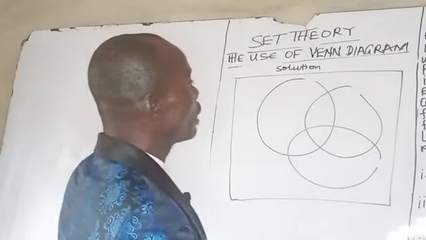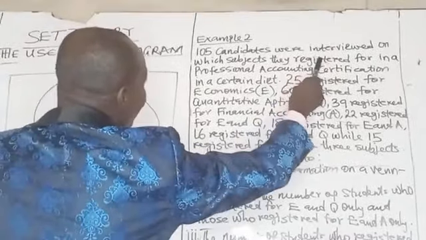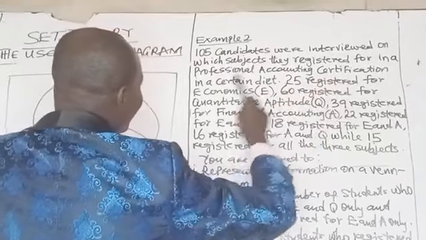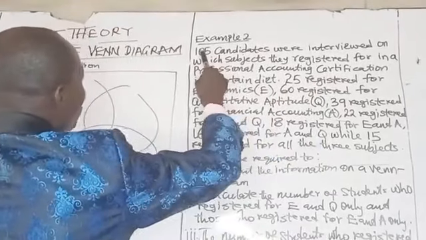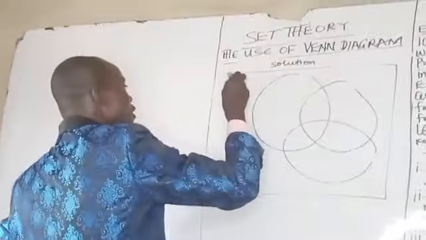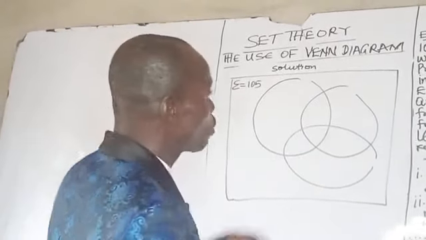Now, back to the question. 105 candidates were interviewed on which subject they registered for in a professional accounting certification in a certain diet. So that is the total number of students interviewed, which is the universal set, 105. Back to the question.